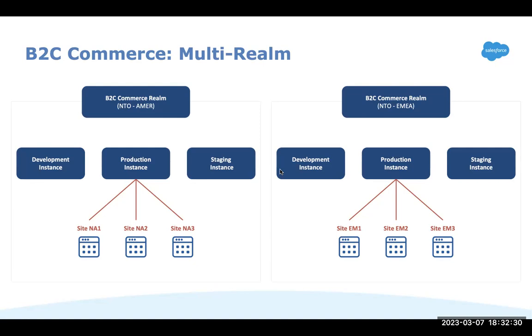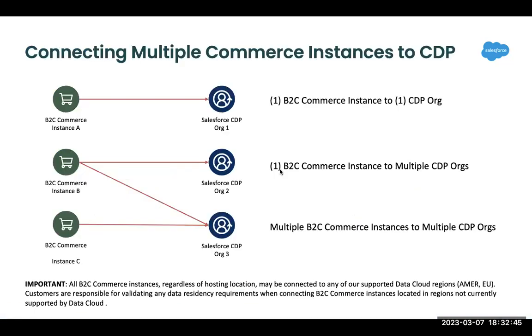Now you tell me how I would design this, how you could ingest the data into Data Cloud, and whether Data Cloud supports multiple websites to one Data Cloud, or multiple Data Clouds to one instance. So now when I ask my Data Cloud architect, he will come back to me and show me an architecture for how you would connect multiple commerce instances to CDP.